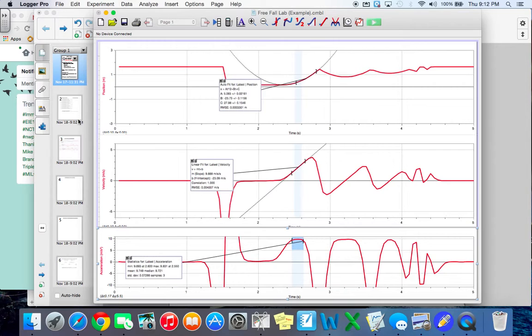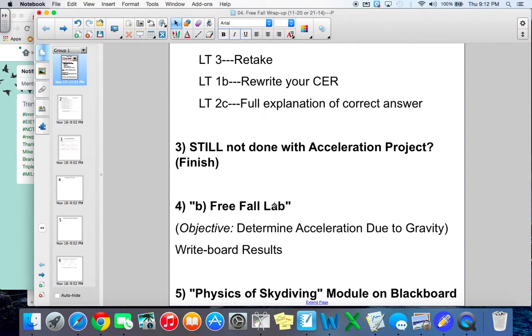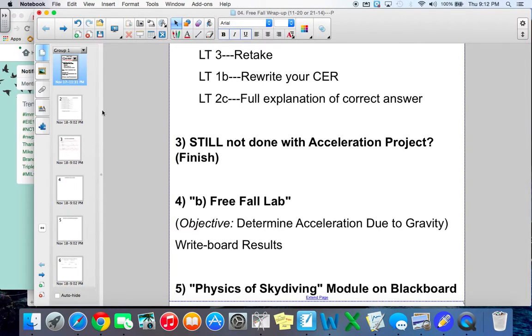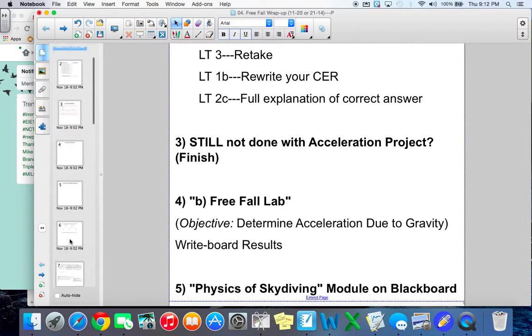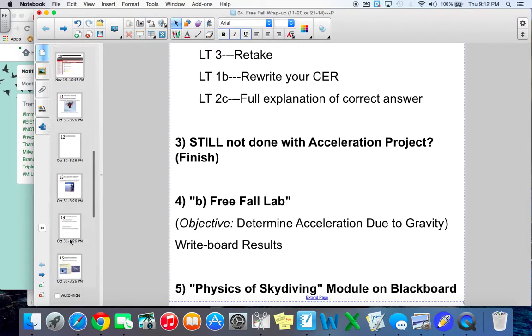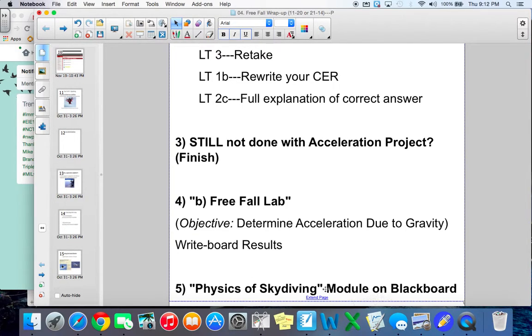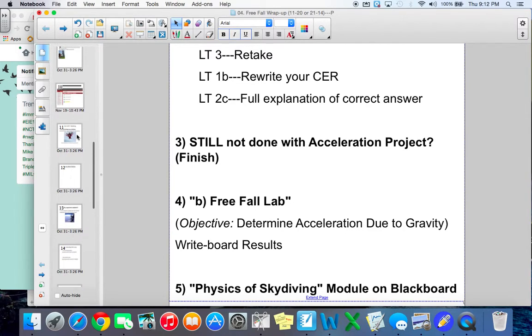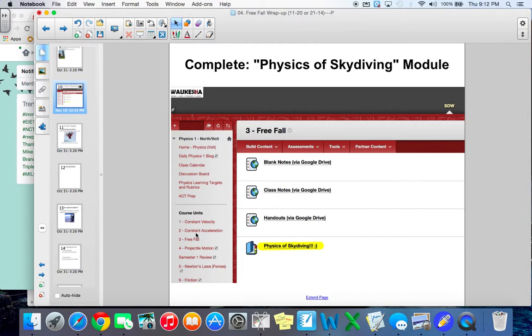All right, so with that in mind, once you've done that, and once again, this is all part of the free fall lab. You're going to work through that piece. And then once you're done with that, you're going to work on the physics of skydiving module. So if you're done with your free fall, then you move down to the physics of skydiving. That is going to be on Blackboard. You're going to go to Blackboard. You're going to select the free fall link or free fall unit.